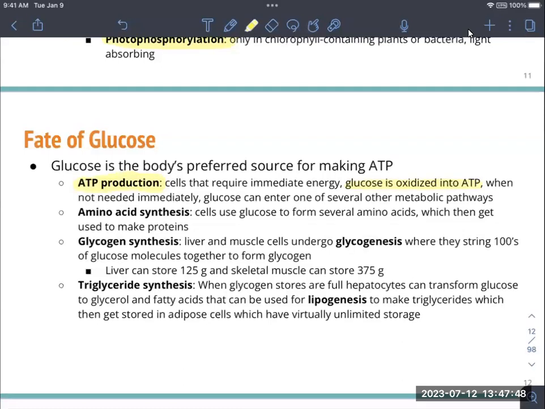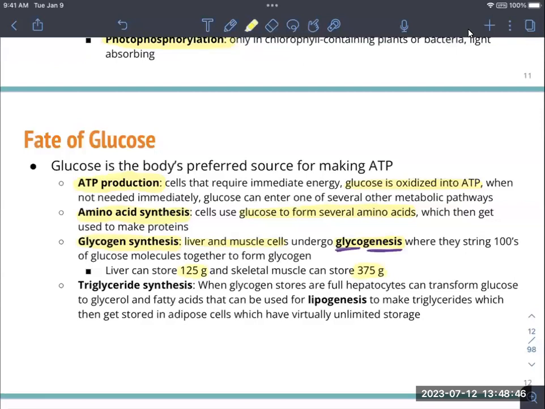So glucose can enter one of several metabolic pathways. We have amino acid synthesis. So we can use glucose to form amino acids to make proteins. Glycogen synthesis. Livers and skeletal muscles are the only place that go through glycogenesis. We break down this word. Glyco is for glycogen. Then genesis means we are making something. So glycogenesis, we are making glycogen. We are stringing hundreds of glucose molecules together. The liver can store about 125 grams of glycogen, while the skeletal muscles can store about 375 grams. So we can keep a pretty large supply of glucose ready.